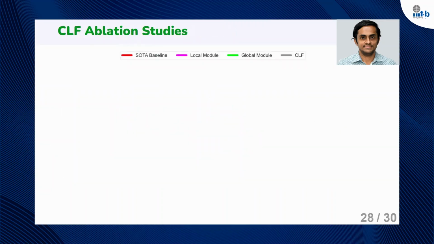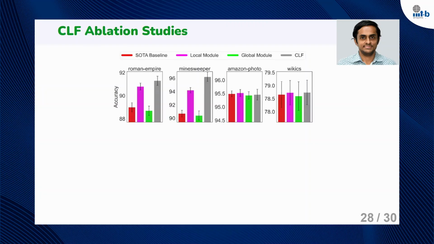And then we also did ablation analysis on the CLF model. This is collaborative joint training of 2 modules. We see similar trends here as well. CLF outperforms the local module in isolation and also the global module in isolation.